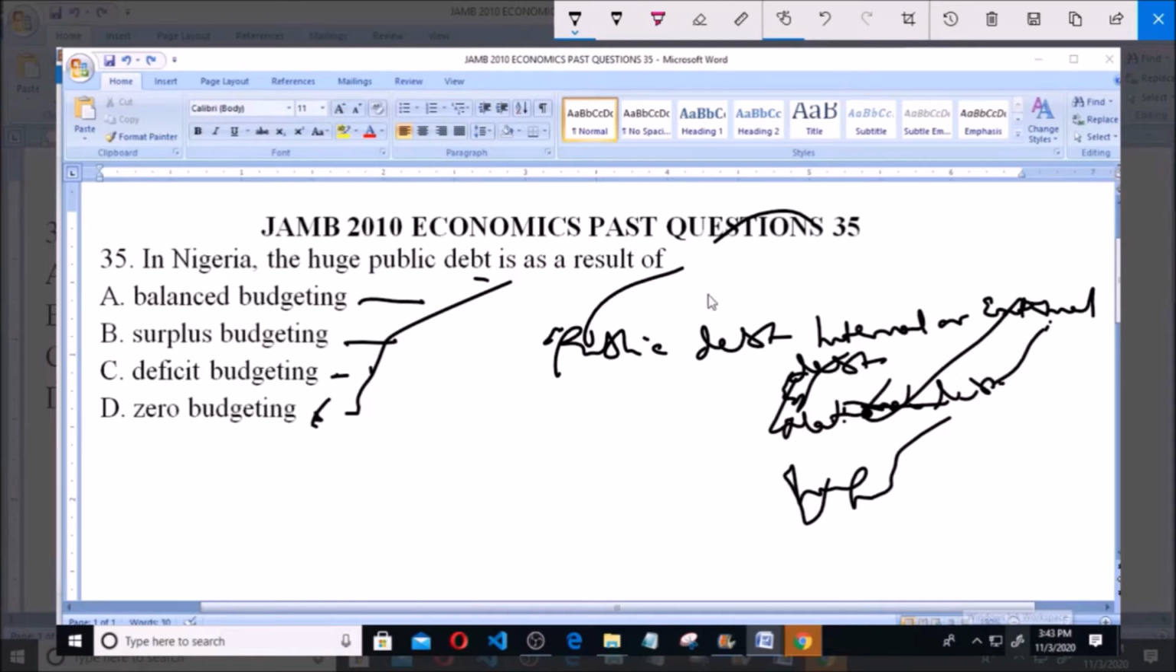So from our reasons for huge public debts, our option is option B, not option B, option C. As a result of deficit budgeting. So option C is the correct answer.